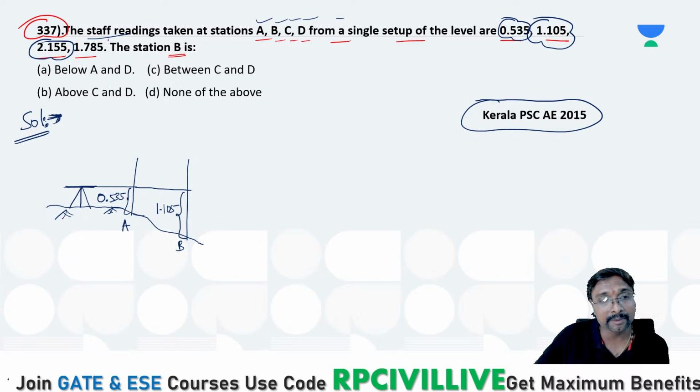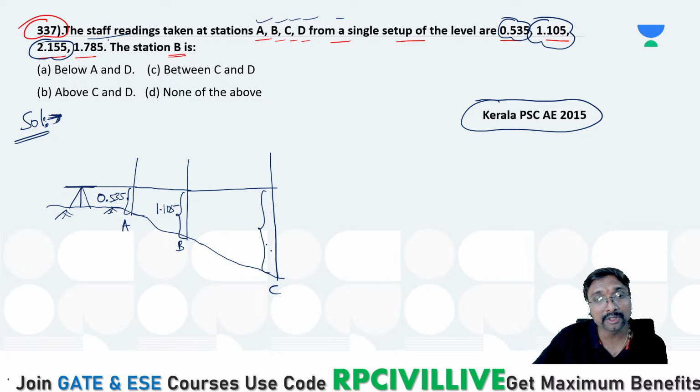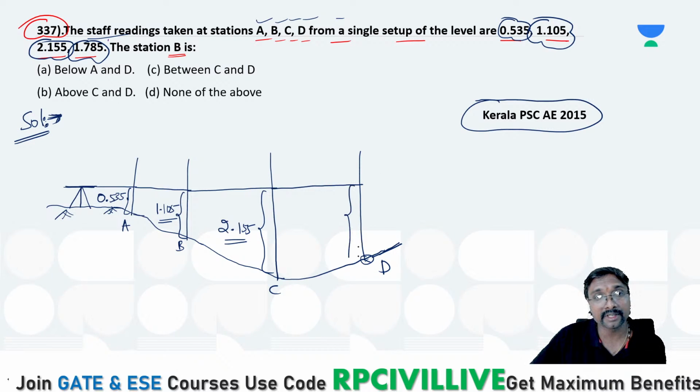Now the next one is 2.155. Compared to B it is higher, which means a further decrease in level. Let us say this is your C point, with staff reading 2.155. The next one is 1.785, your D point. It is lesser than C, so it will be above C. Compared to 2.155 and 1.105, this is 1.785.